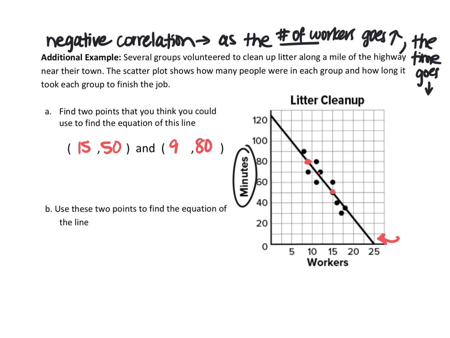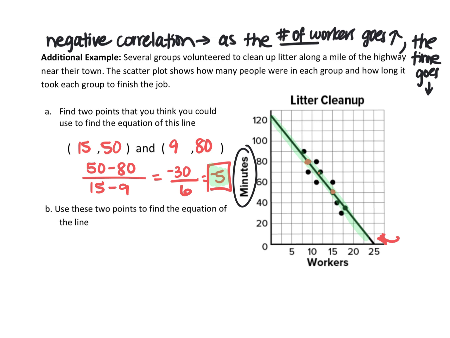We've been doing this the past couple days. The first thing you need to do to write an equation for a line is find the slope. So I'm going to take my y coordinates and subtract them: 50 take away 80. And then my x coordinates: 15 take away 9. I'll give you a second to do that. All right, 15 take away 9 is 6. 50 take away 80 is negative 30. If I simplify that, it equals negative 5. So there is my slope. Hopefully you notice that it matches up with your line. It has a negative slope because it's going down.